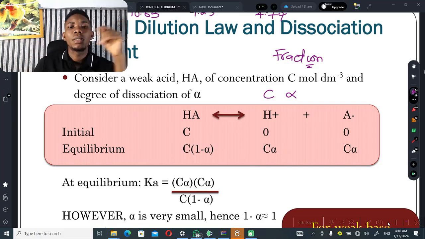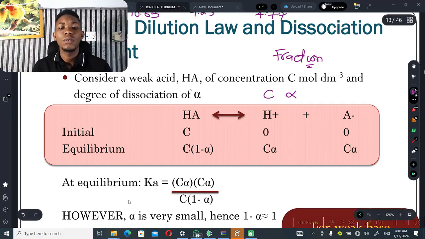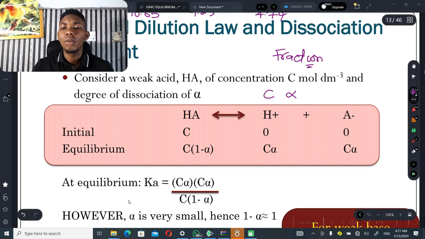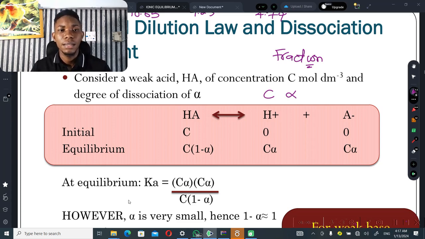All right, so we are talking about the Ostwald dilution law and dissociation constant. Now we said consider a weak acid HA of concentration C mole per dm cube and degree of dissociation alpha. Now I said earlier, if you were listening to that earlier lecture, that if we consider C as the concentration of the compound in consideration, alpha is the fraction of that compound that has dissociated.